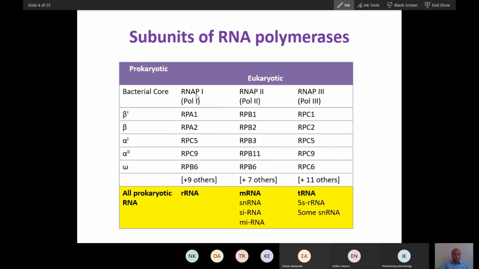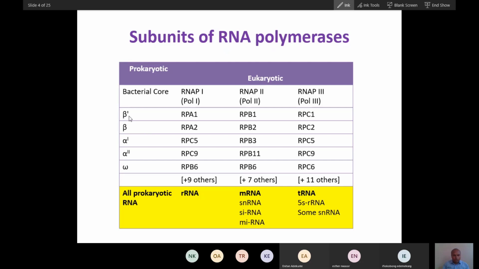Now this RNA polymerase, bacterial RNA polymerase, has 5 core enzymes. Core enzyme consists of 5 proteins together. These are called beta, beta prime, and alpha 1 and alpha 2. Both alpha are identical, and then omega. So beta will make the main component of the enzyme that will cause the enzymatic reaction.